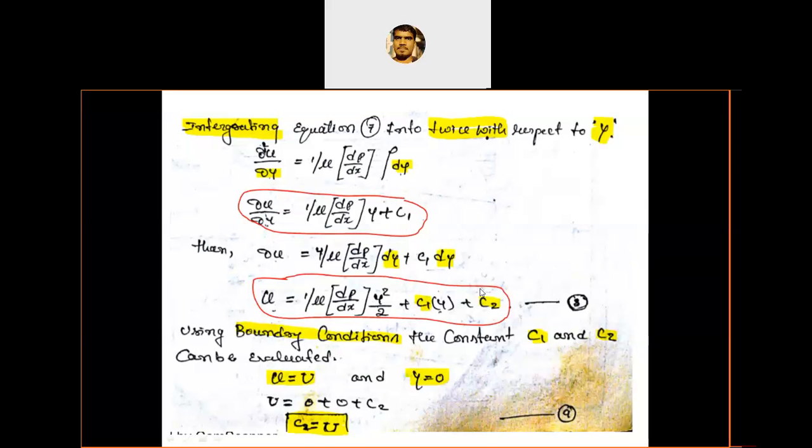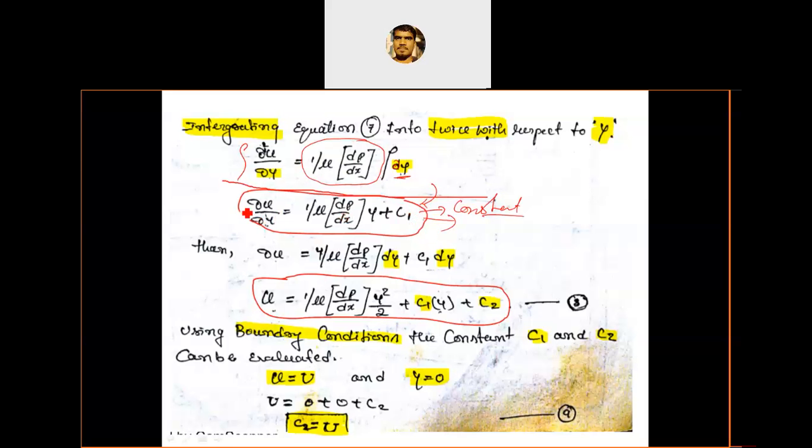So we write the equation as it is with integration on both sides. These are constant terms: 1 by mu dp by dx is a constant, and only u and y are changing. So integrating, we get du by dy equal to 1 by mu dp by dx times y plus c1. C1 is the integration constant. It's a constant because there are no limits, that's why we got the constant value.